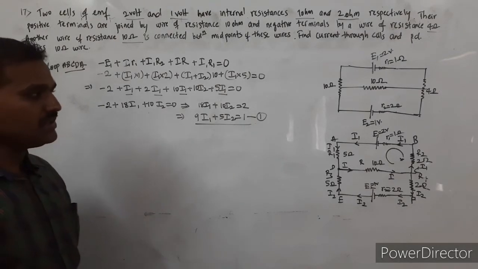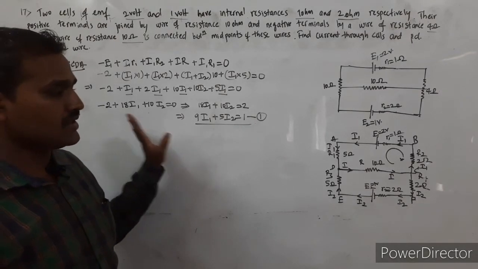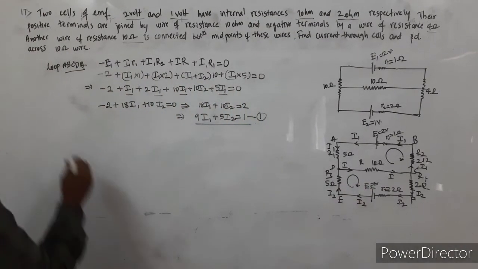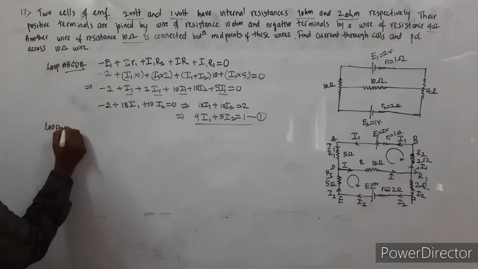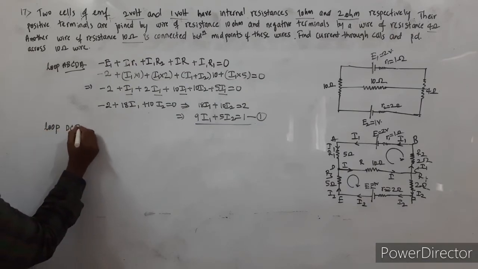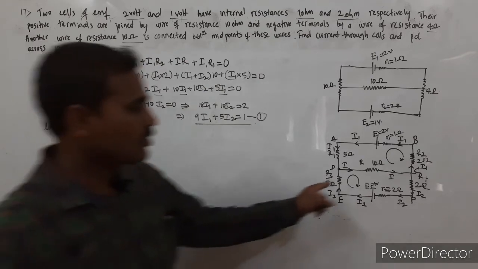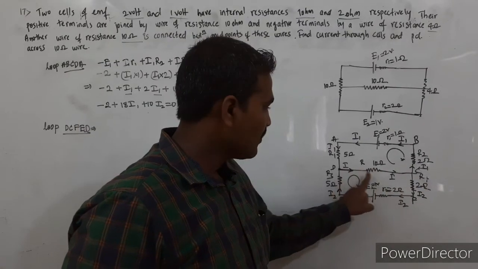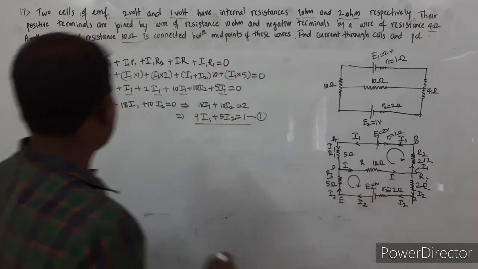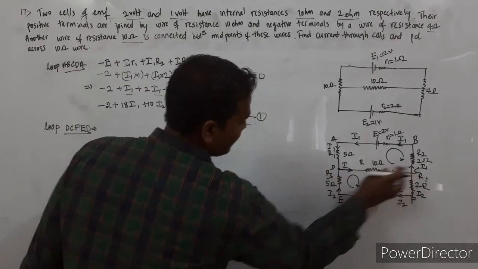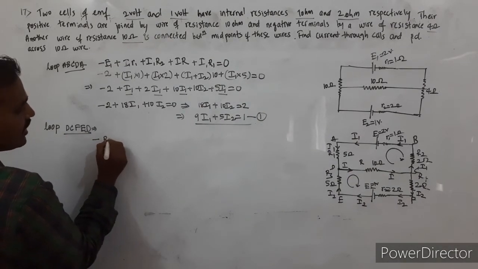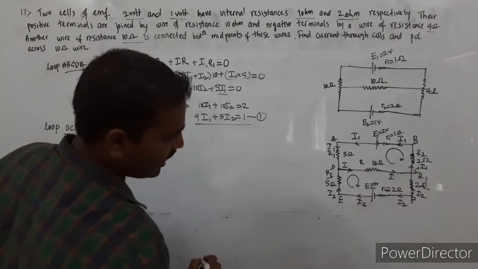Be patient while solving these numericals. Again, consider the second loop, that is D, C, F, E, D. When I consider this second loop, let us start from D to C. There is current of capital I flowing through the resistance of 10 ohm, in the same direction as the assumption. So that potential drop will be negative, that I write as minus R into I.